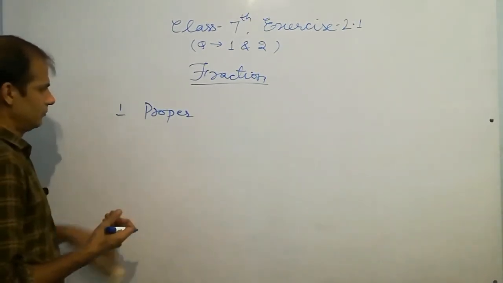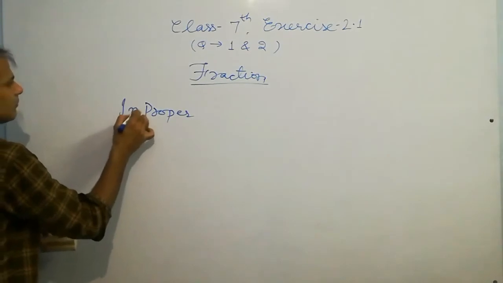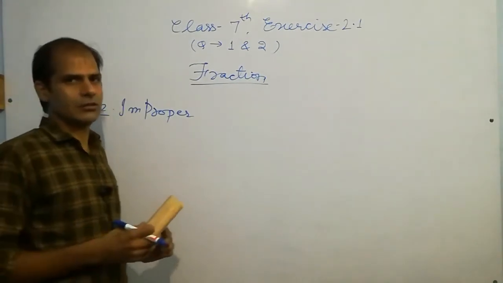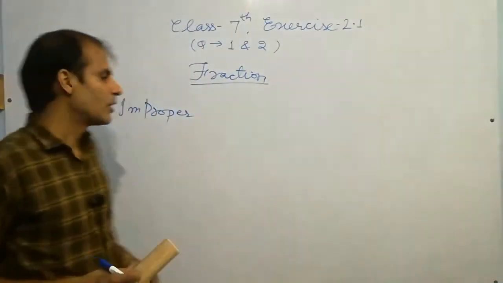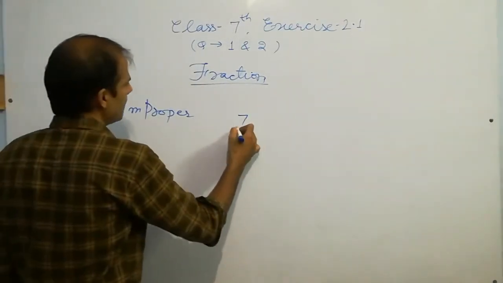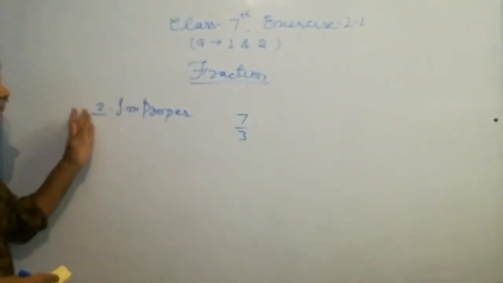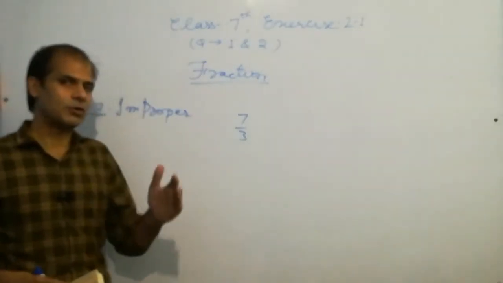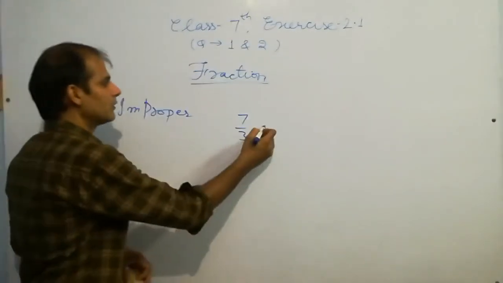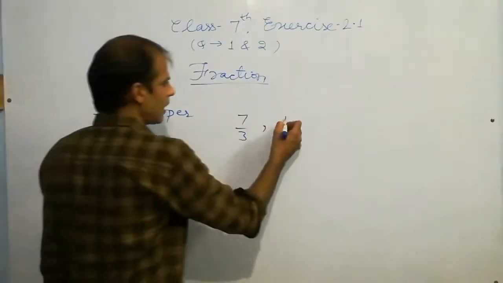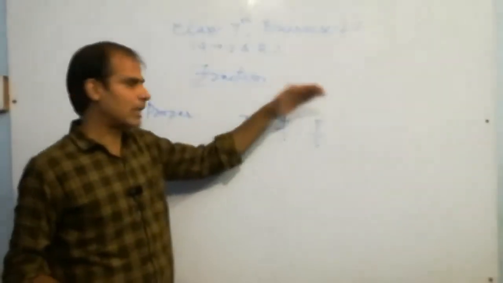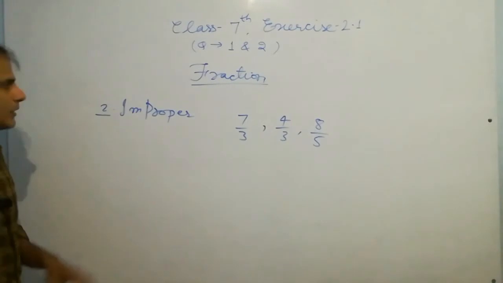Then about improper fraction. Second is improper fraction. Just reverse the conditions of proper fractions. It means if numerator is bigger than denominator, it is called improper fraction. So maybe it is 7 upon 3, because in first case I considered 3 upon 7, that was proper fraction. But if it is 7 upon 3, it is improper fraction. There are many examples like 4 upon 3, 8 upon 5. Whenever the numerator is bigger than denominator, the fraction is called improper fraction.